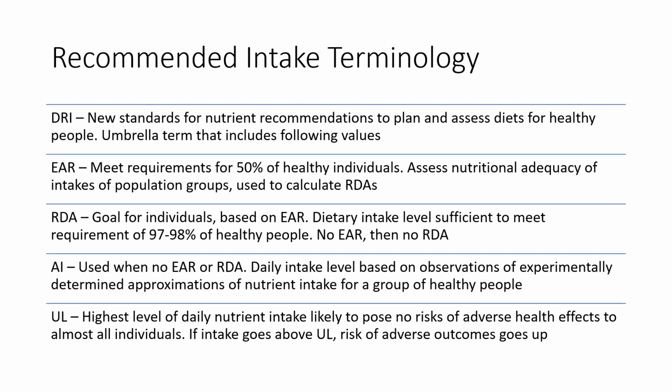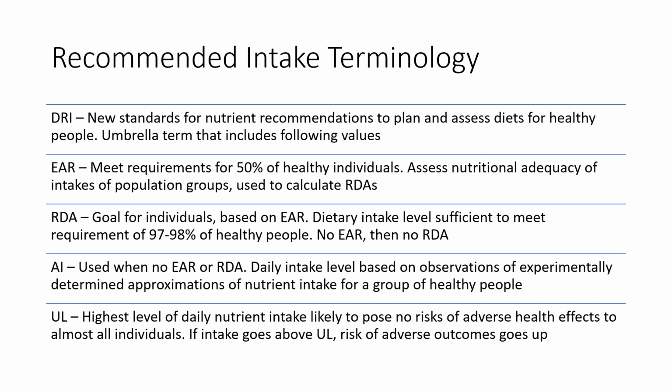Now, as we get more into the course, there's some different recommended intake terminology that you should be aware of. First off is our DRI, which is our dietary reference intake. This is a new standard for nutrient recommendations to plan and assess diets for healthy people. It's an umbrella term that's going to include all of the rest of the following values. The first one being our estimated average requirement, which is our EAR. This means that that value meets the requirement for 50% of healthy individuals. So this assesses nutritional adequacy of intakes of population groups, and we use that to then calculate RDAs.